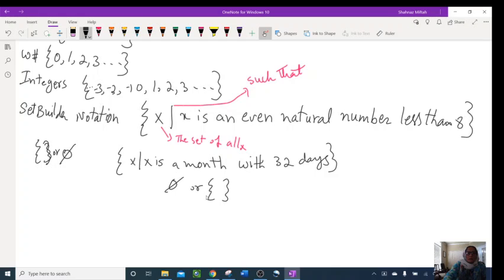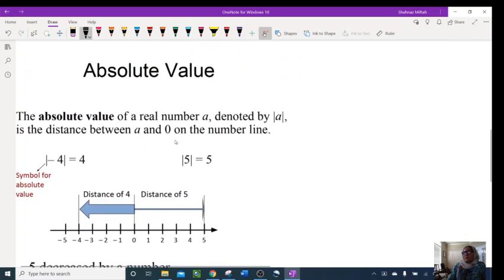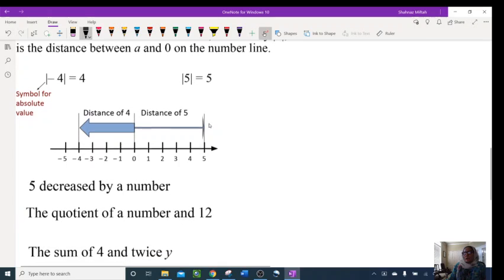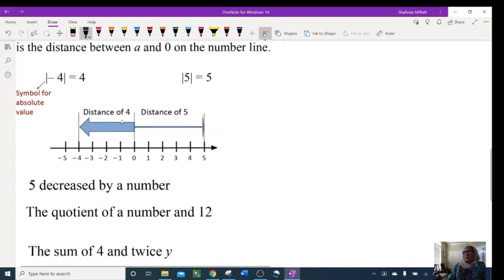Okay, what else can I do? Absolute values. The absolute value of a real number is denoted by these 2 bars, and it means the distance between a and 0 on the number line. So if I have -4 inside these absolute value symbols, you take it out from the absolute value lines and make it positive. What does that mean? This means the distance from 0 to 4, the distance from 0 to 5. The distance can never be negative, so make sure that you know that.